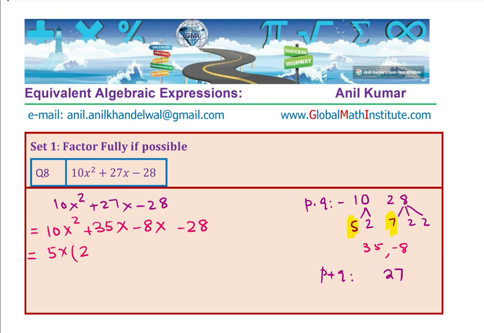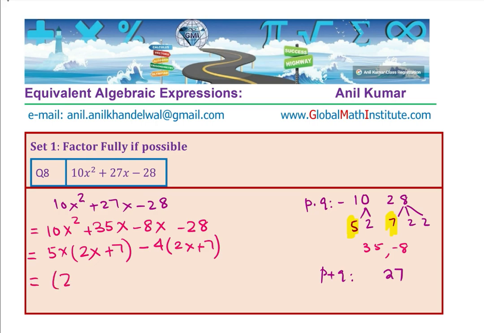Now in the first two, you can see 5x is common. So we get 2x plus 7 minus. Here also we should get 2x plus 7, right? So 4 is a good number, right? And it goes into both. So we get 2x plus 7. That minus and minus becomes positive.